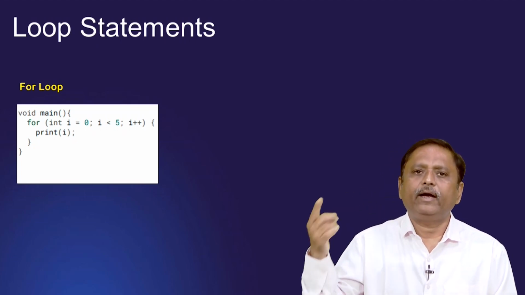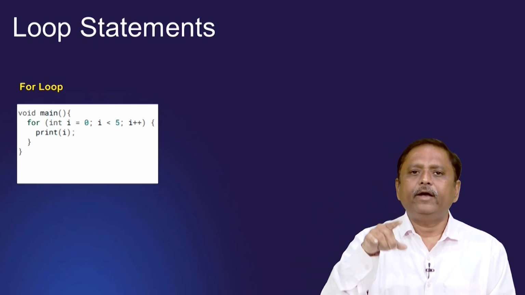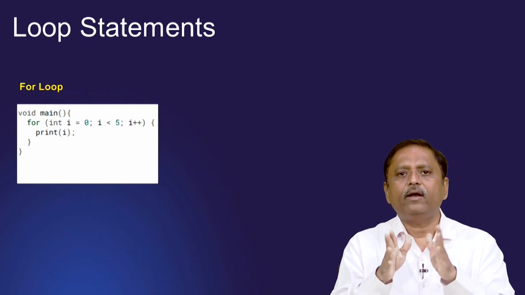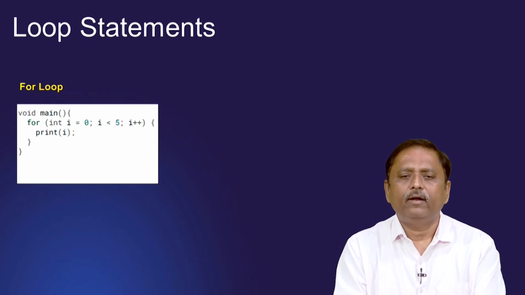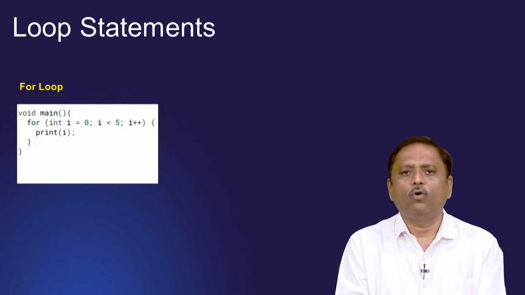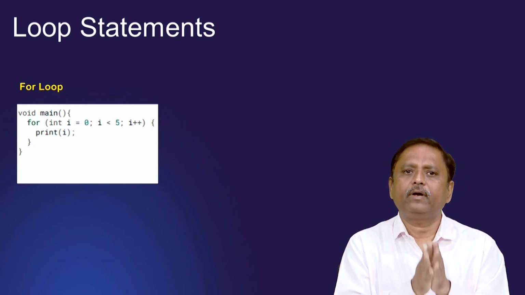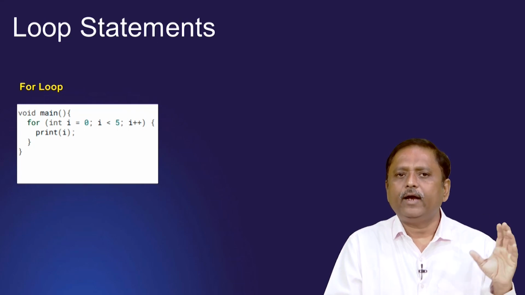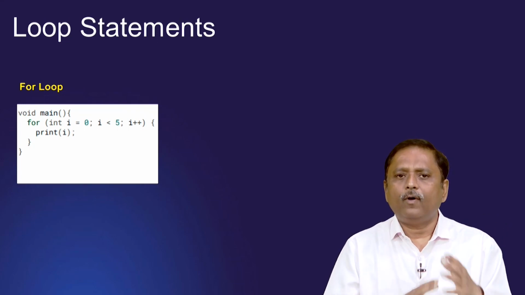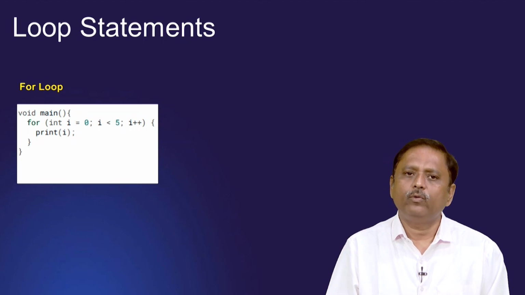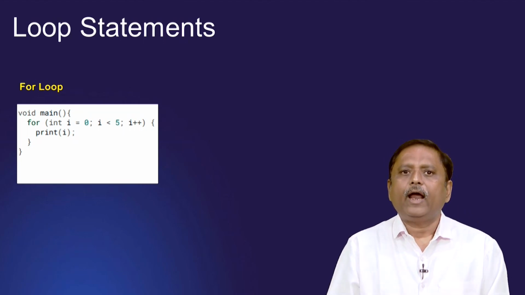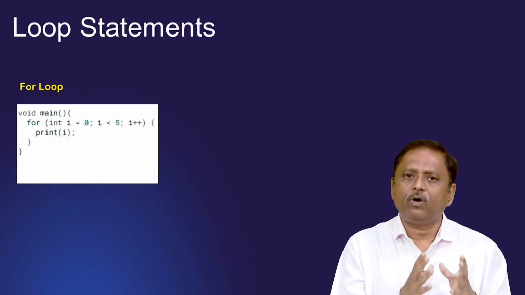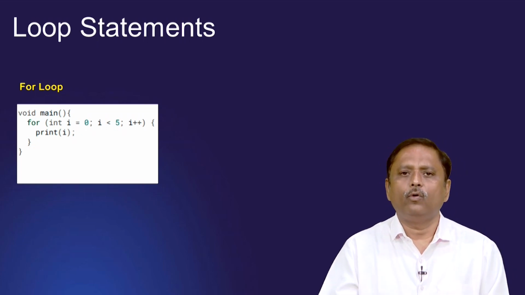So, it will increment i by 1, then print 1, again repeat the same task, and it will print until 0 to 4, and when it becomes 5, it will automatically terminate the loop. So, we can understand that to perform a repetitive task we can use a for loop, and generally to execute some statement a fixed number of times we can use a for loop.